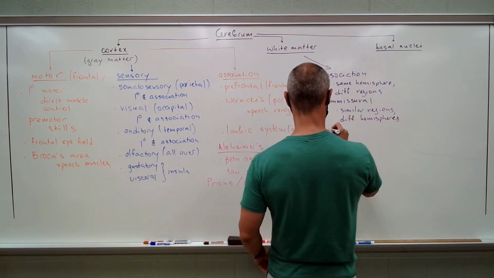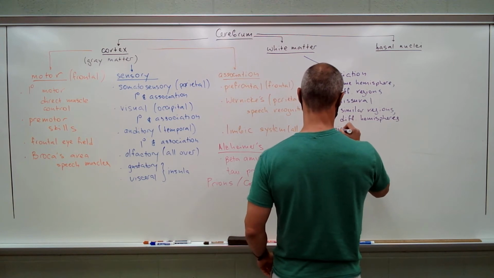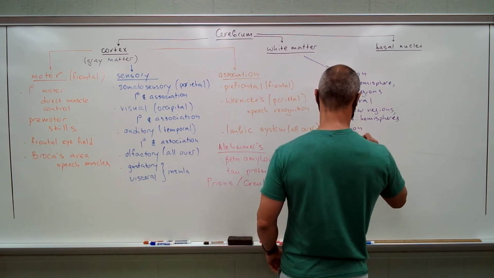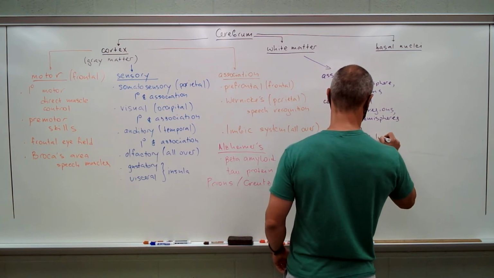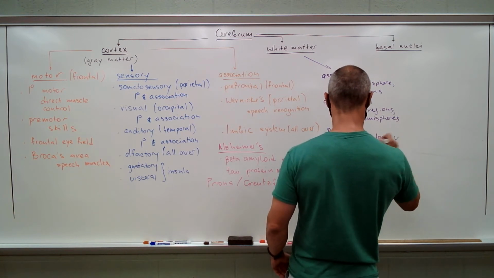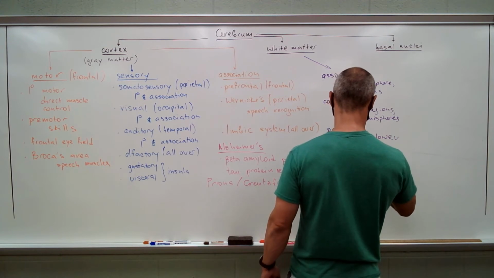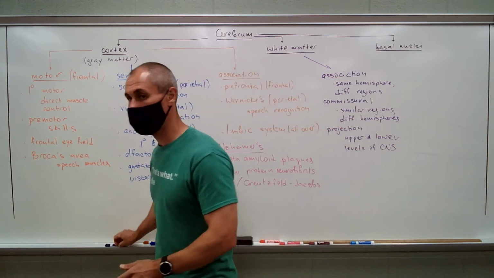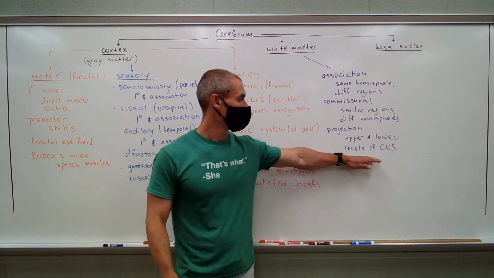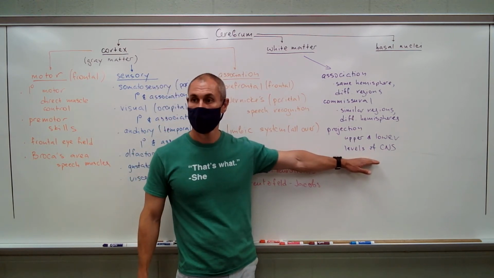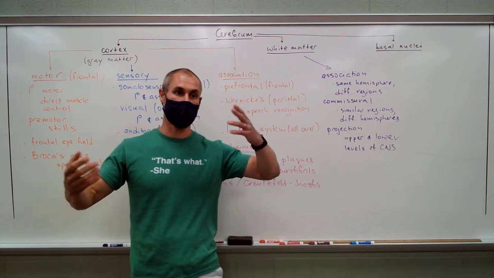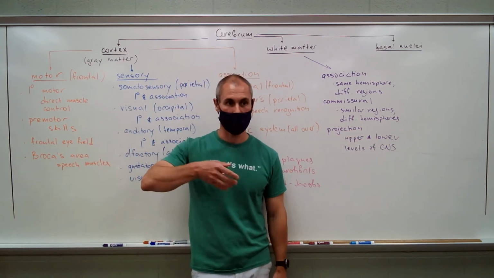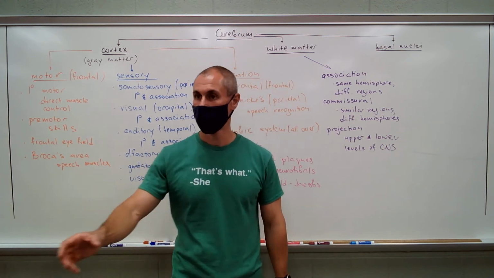And projection fibers. Upper and lower levels of CNS. So, this one doesn't make sense. So projection fibers basically connect your spinal cord to your brain, and vice versa. Good?